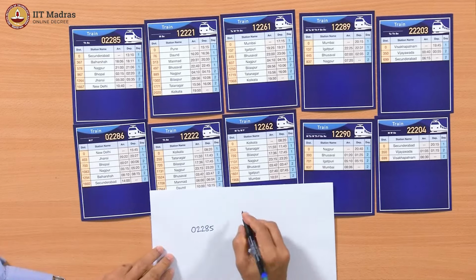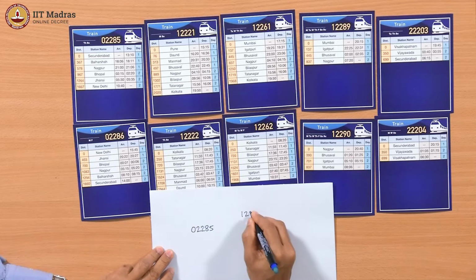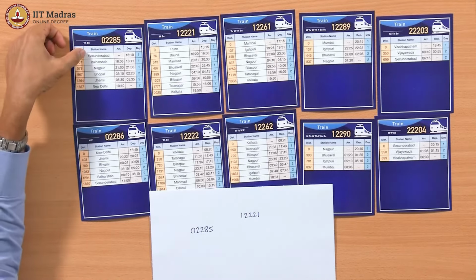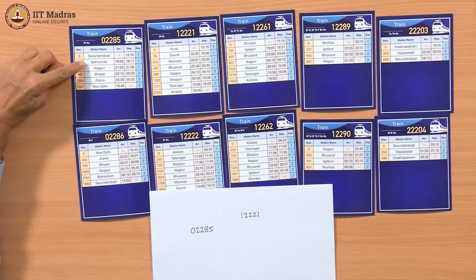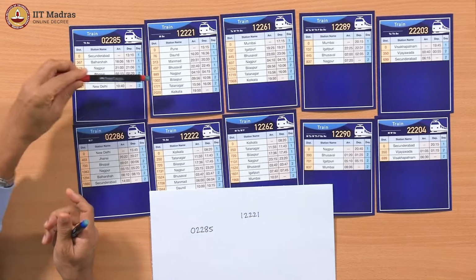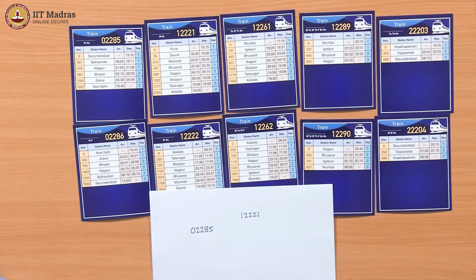So you want to know whether this is connected to 12221 or not. To say whether 02285 is connected to 12221, there has to be a common station. Yeah. So Secunderabad, Balharshah, Nagpur. And Nagpur is there. We see Nagpur is here and we see Nagpur is there. So we can draw an edge.